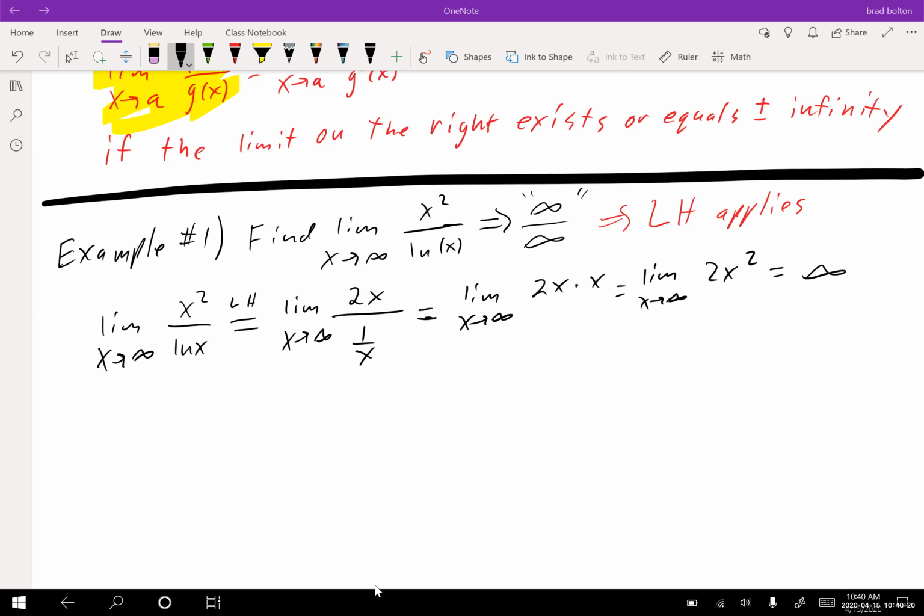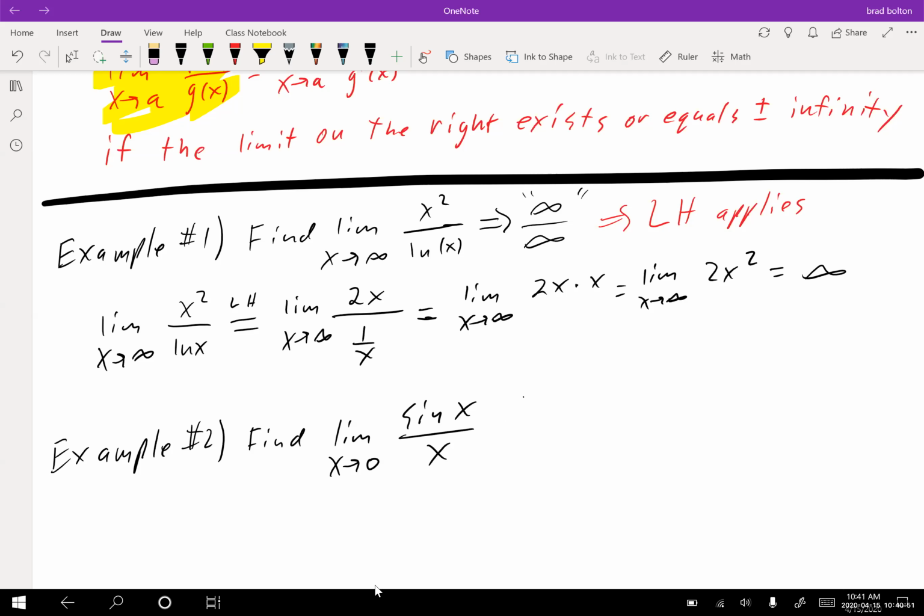Let's look at a trig example. So let's find the limit as x approaches 0 of sine of x over x. Now we've done this problem before. We know that the answer is 1. This is one of the limits I asked you guys to memorize. But now we can use L'Hopital's as a faster way to justify it.